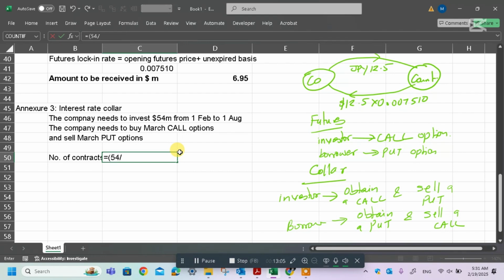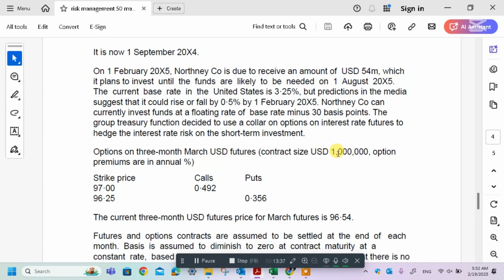First, amount 54 million divided by, let me write it and show it to you first. See, amount to be invested or borrowed divided by contract size, this is one. Then the term for which you want to invest or borrow divided by the contract term, and you do all of them. So let's do part by part. Amount is 54 million divided by contract size $1 million.